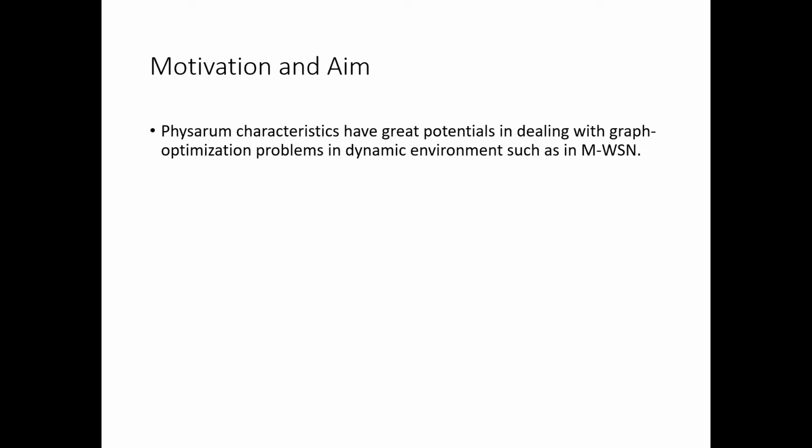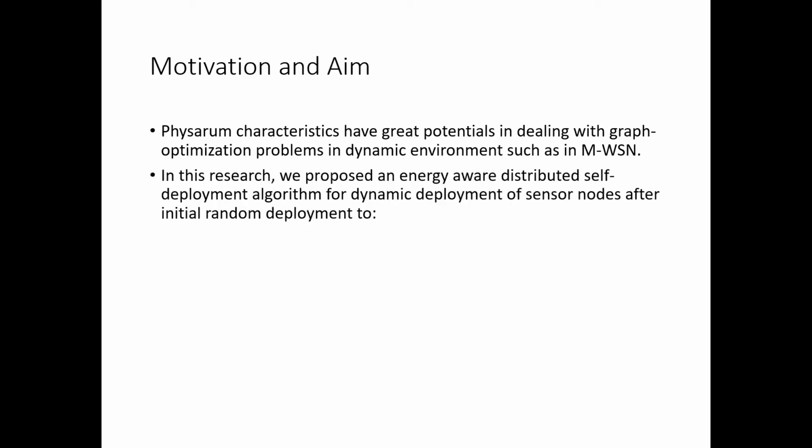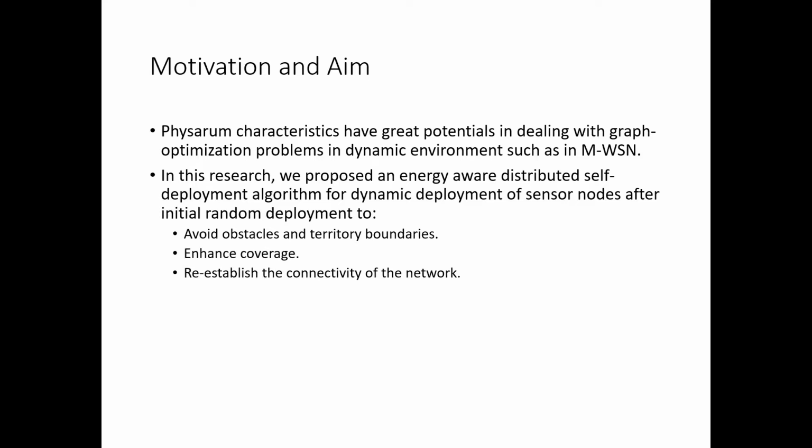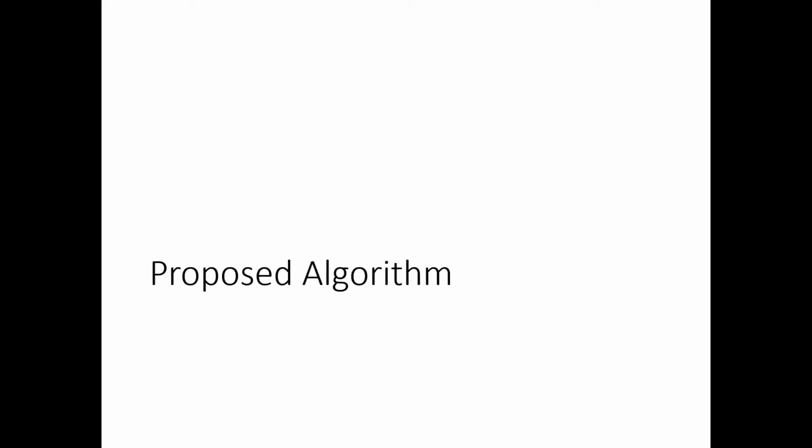So, motivation and aim. The Physarum characteristics have great potential in dealing with graph optimization problems in dynamic environments, such as in mobile wireless sensor networks. In this research, we proposed an energy-aware distributed self-deployment algorithm for dynamic deployment of sensor nodes after initial random deployment, in order to avoid obstacles and territory boundaries, enhance coverage, and reestablish the connectivity of the network.